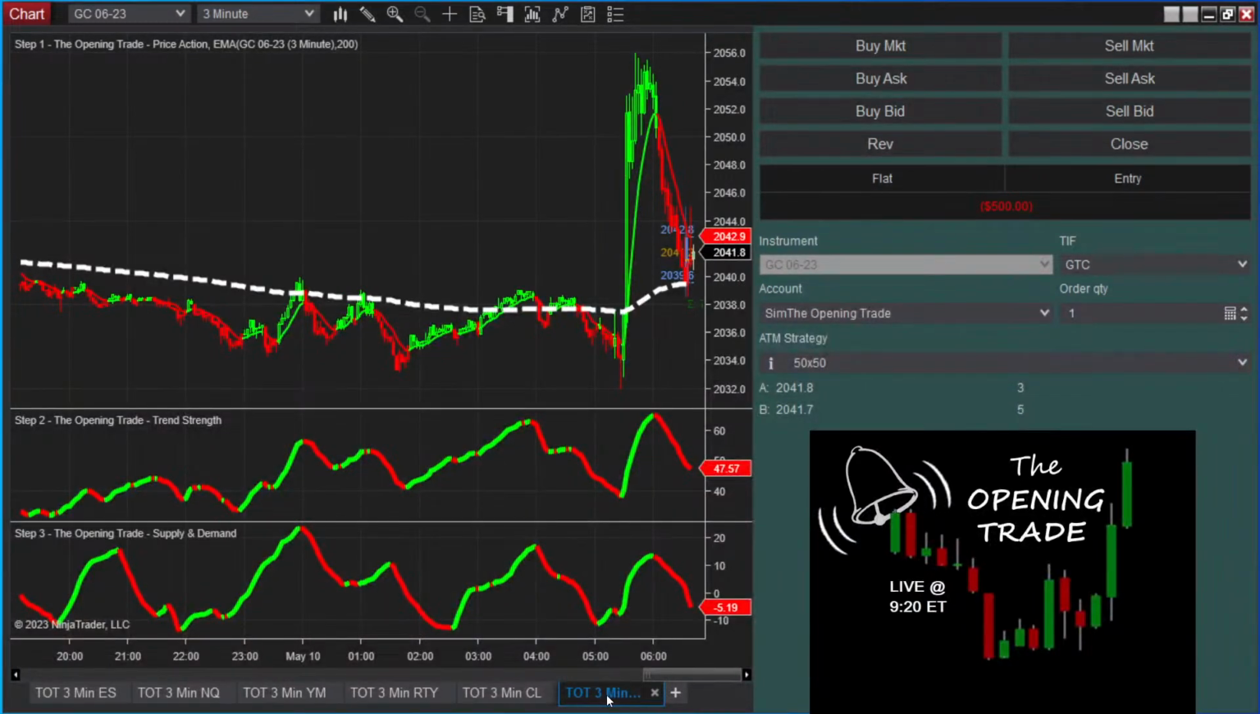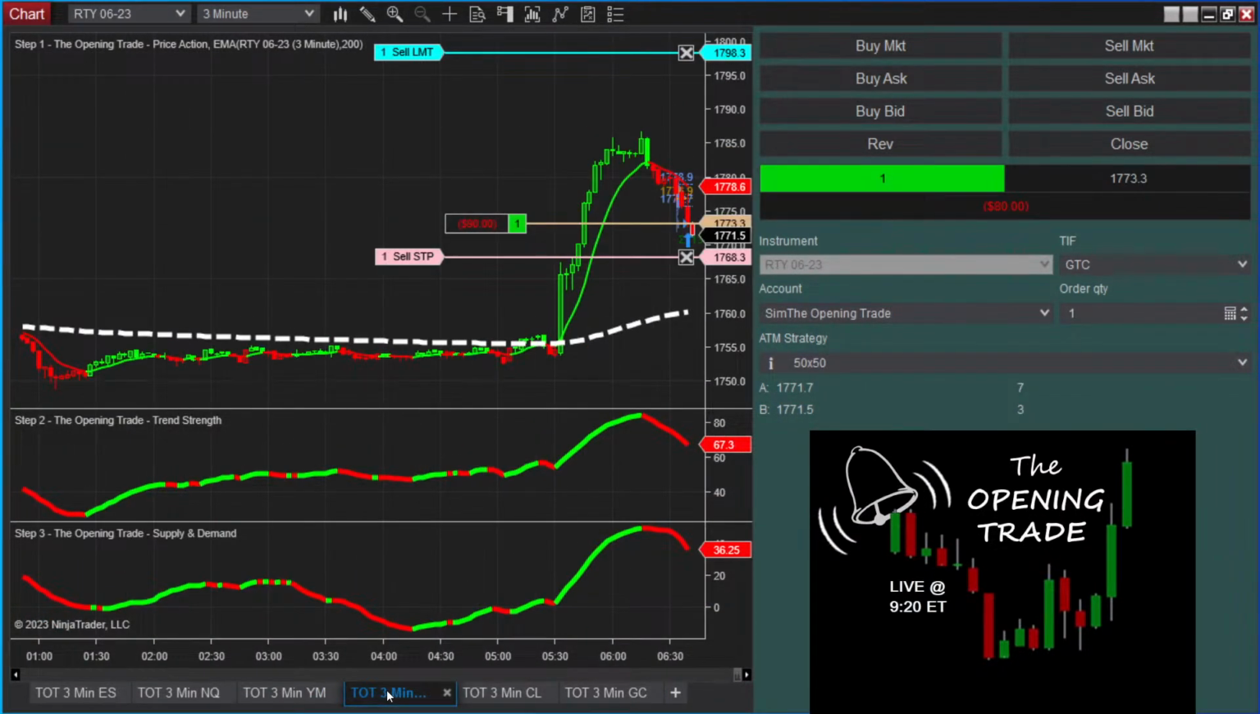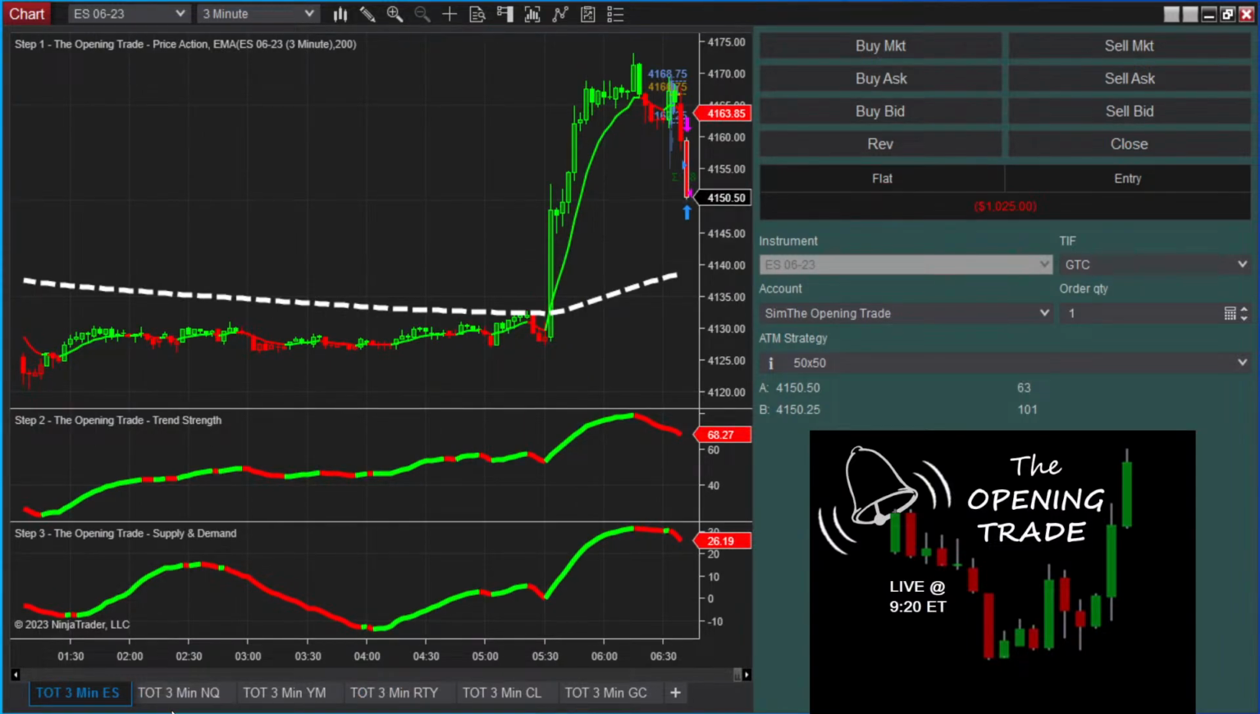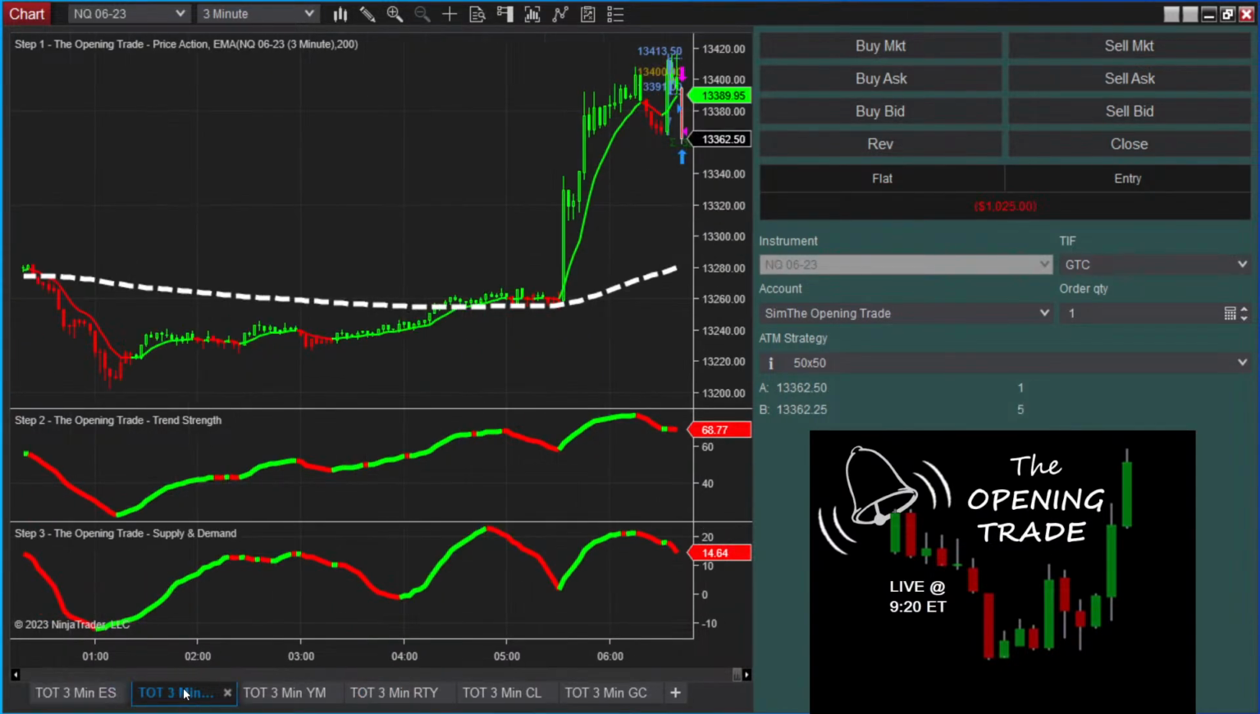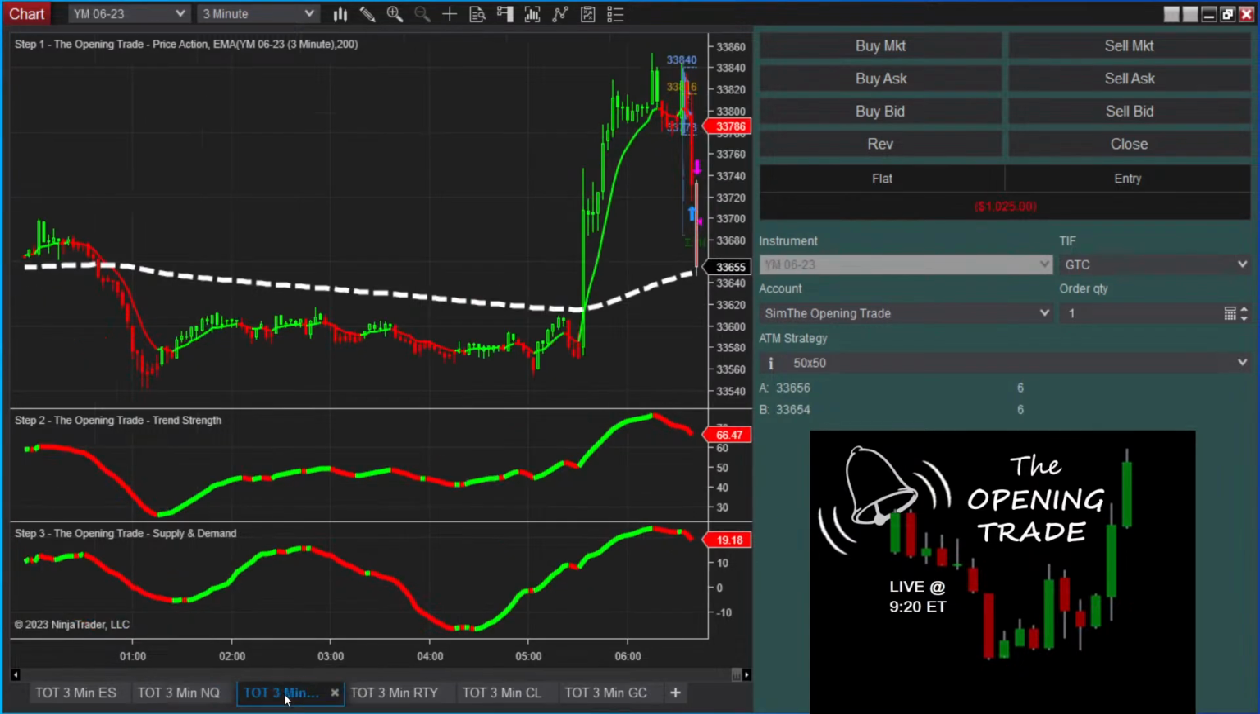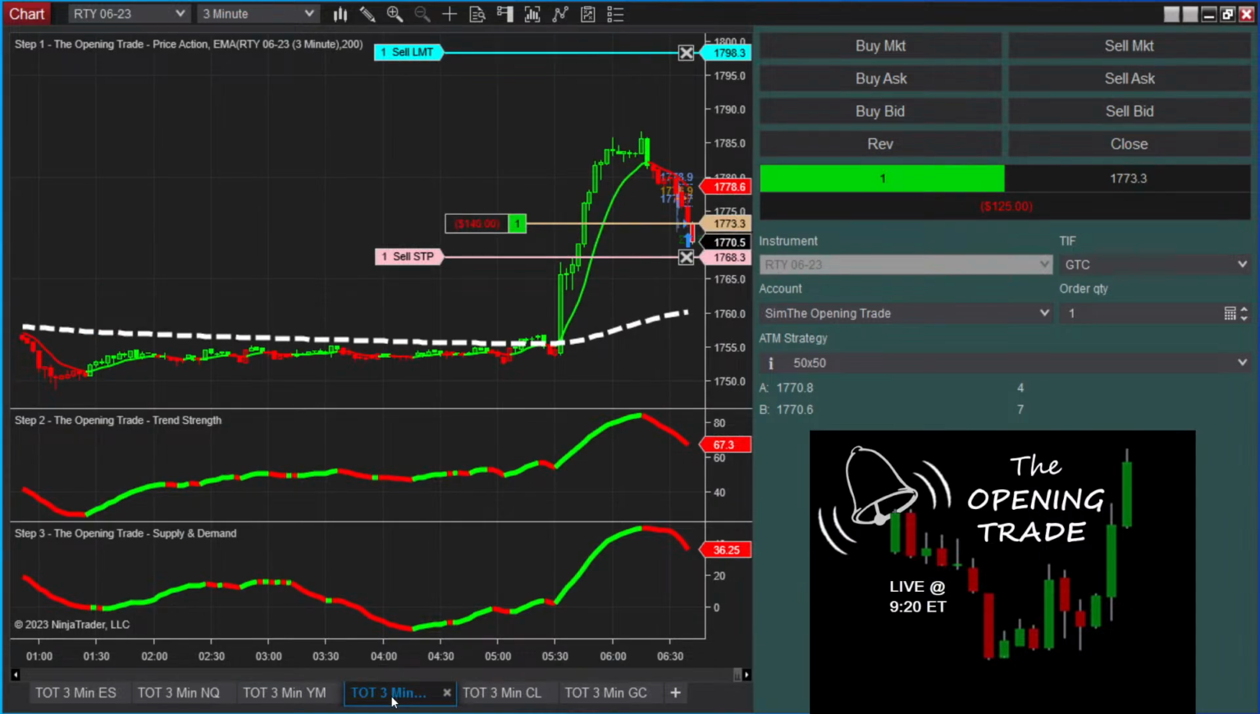Here's crude oil and here's gold. Order filled. Alright, we got stopped out on the S&P 500. It did not see a win. NASDAQ did not see a win. Dow Jones got stopped out. It did not see a win. We have one surviving trade left, and we will see. Could be a pretty short stay for us here.